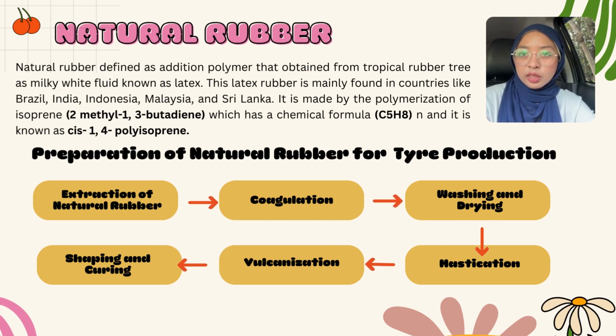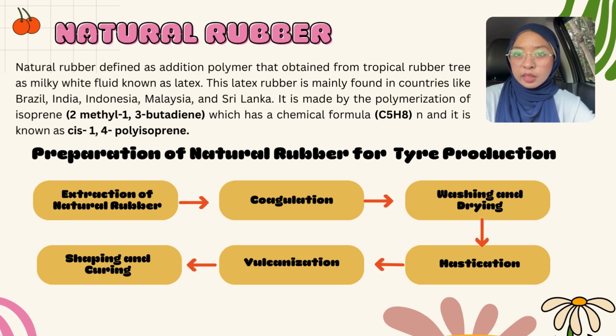After that, the coagulated rubber is washed to remove impurities and excess acid. The resulting material will form soft crumb-like pieces, then dried to remove excess moisture. The dried rubber is then masticated, which is a mechanical process that involves kneading and rolling the rubber. This process helps to break down larger rubber molecules into smaller ones.